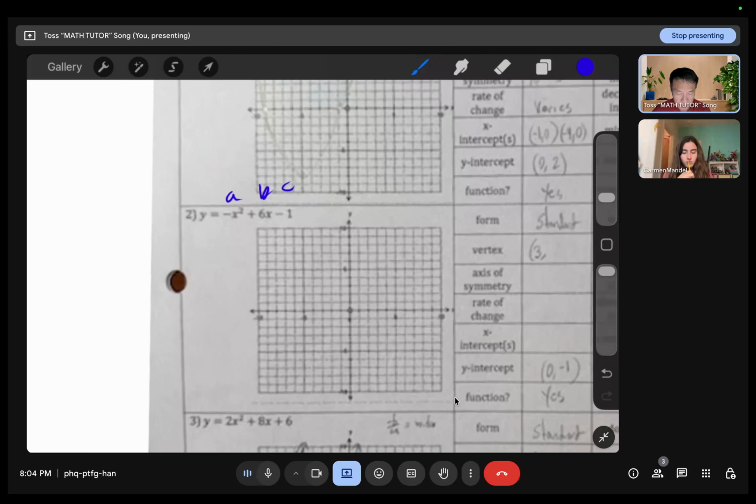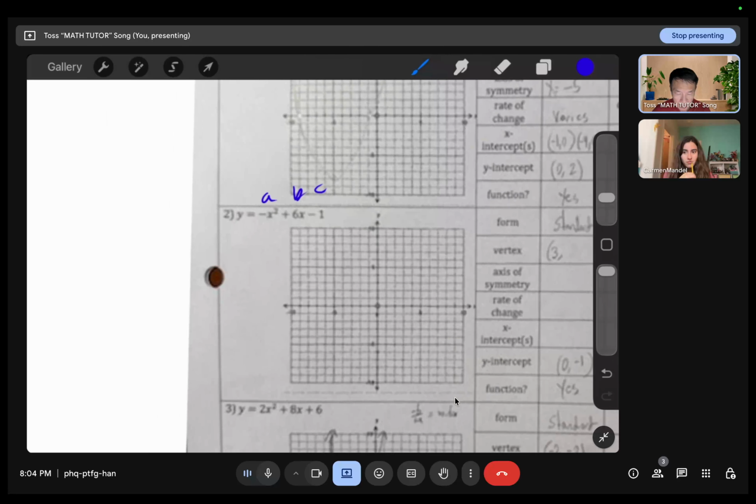I don't know how you got 3 right away, but I think you know how. But you have to get your y. Let's see if it's 3. You remember how to do it? It's negative b over 2a. Yeah. So this is the vertex.